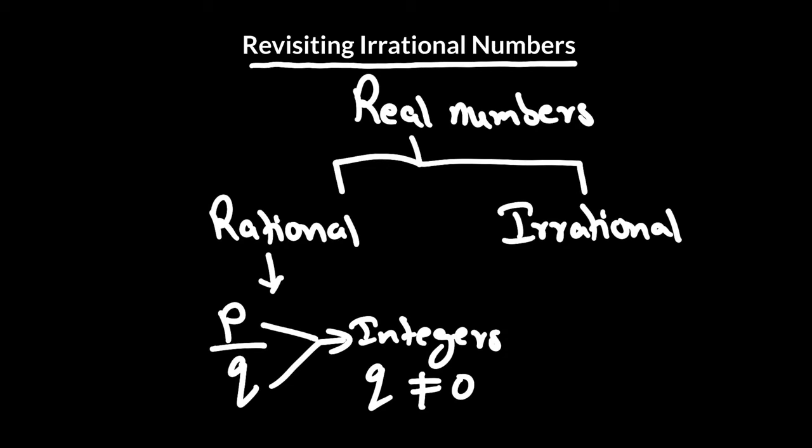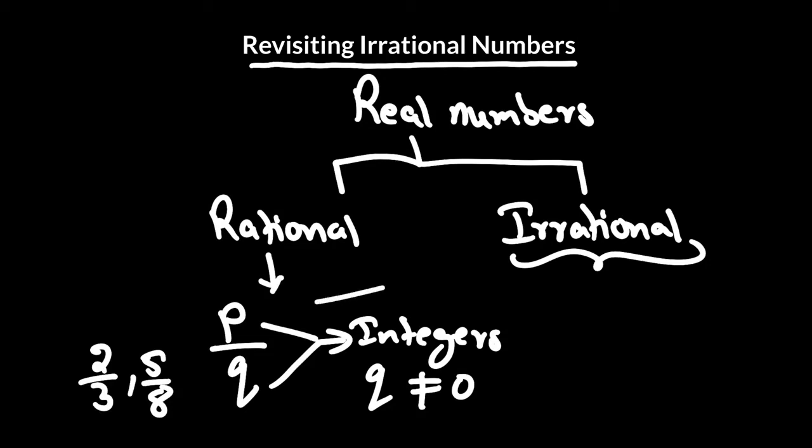Any number that can be written in the form p over q, where p and q are integers and obviously the denominator q should not be 0, is called a rational number. For example, 2 over 3, 5 over 8, and so on. And irrational numbers are those numbers that cannot be written in the form p over q. These are called irrational numbers.